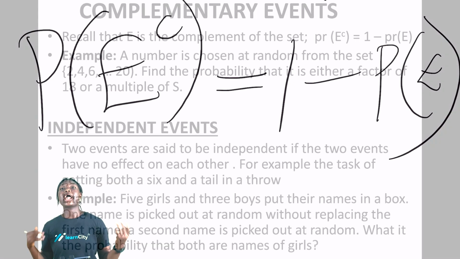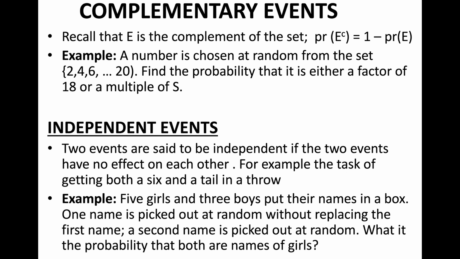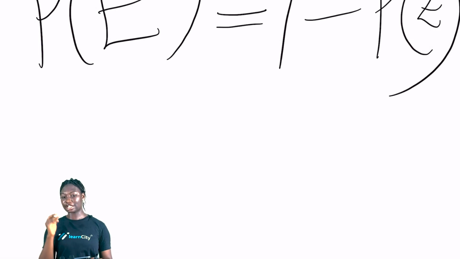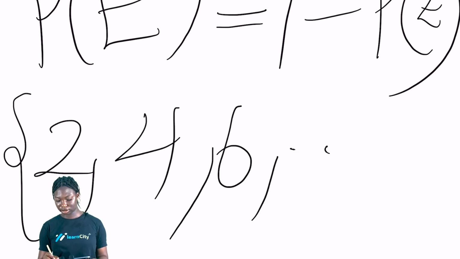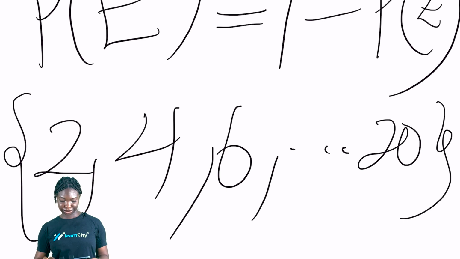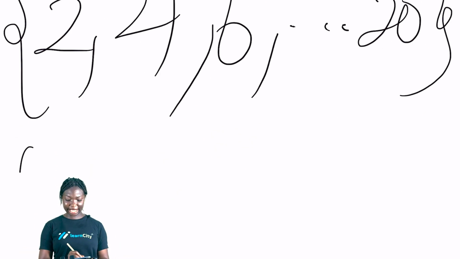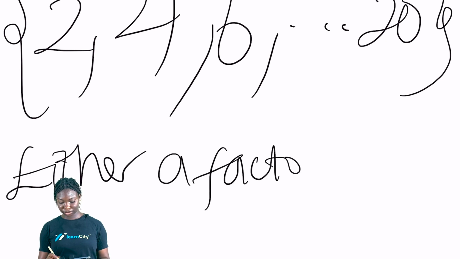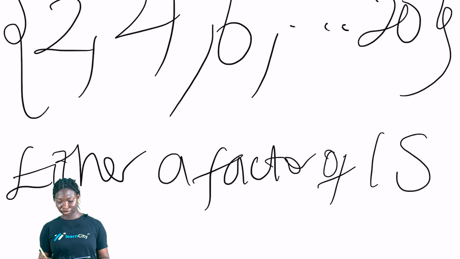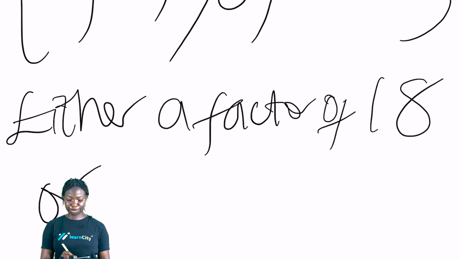Now, an example. A number is chosen at random from the set 2, 4, 6 to 20. Find the probability that it is either a factor of 18 or a multiple of 5.